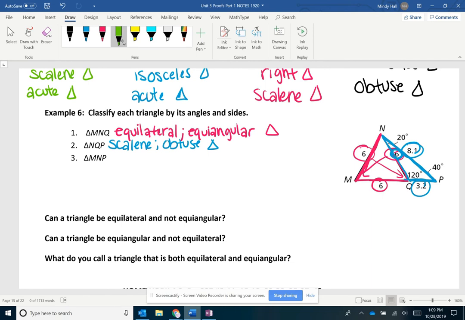So then last but not least is MNP. So that's going to go all the way around. Again, with those sides, we would have a scalene triangle because none of them are the same measurement. And then looking at the angles, we have a 40-degree angle here. And actually, I'm going to get rid of some of my markings to make it a little bit easier to see. But I have a 40-degree angle here. We don't know this one, but we can tell it's acute. And then we don't know this one either, but again, we can tell that it is acute. So I'm going to say this is an acute triangle.